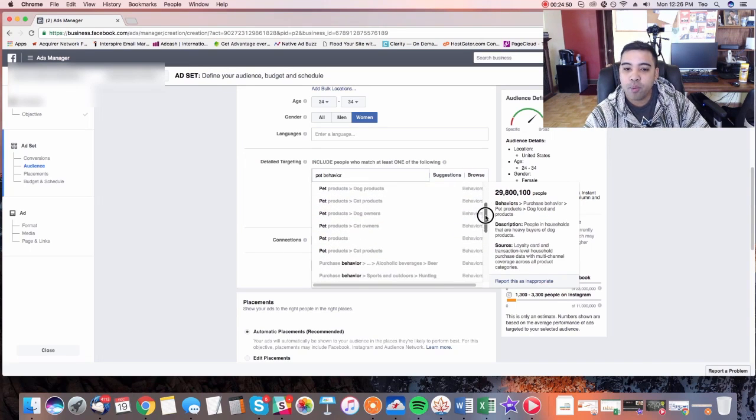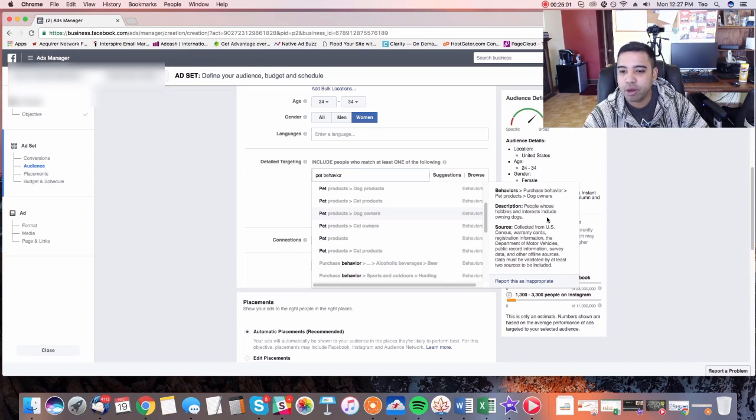People who are dog owners, more specifically, people whose hobbies and interests include owning dogs. And this is basically collected from the U.S. Census, warranty cards, registration information, the Department of Motor Vehicles, public record information, survey data, and other offline sources. And then it says data must be validated by at least 2 sources to be included.